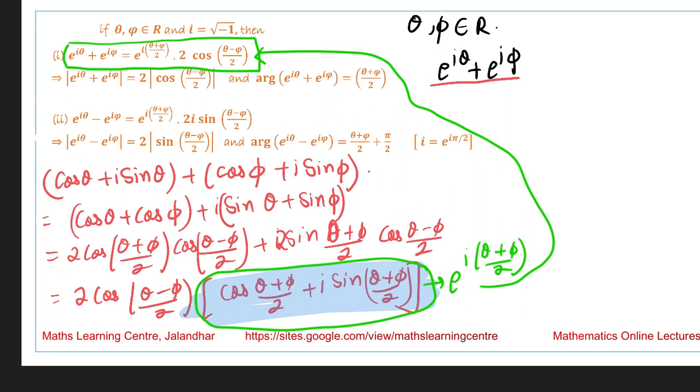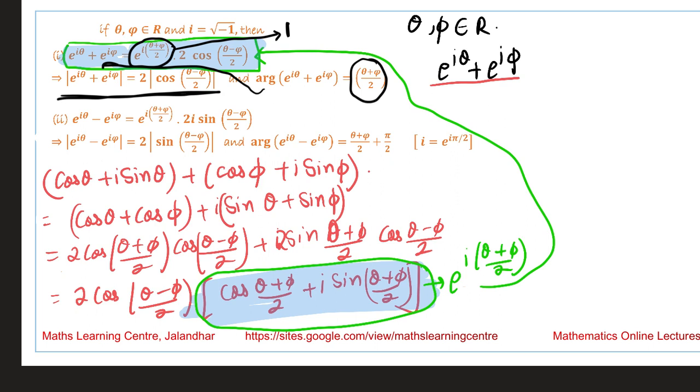Now if we take the modulus of this value, the mod of the exponential part will be equal to 1, so the mod is equal to 2 times mod of cos((θ-φ)/2), and the argument of this value is (θ+φ)/2, coming from this term. Similarly, if we try to solve e^(iθ) - e^(iφ), we obtain the answer in this form.